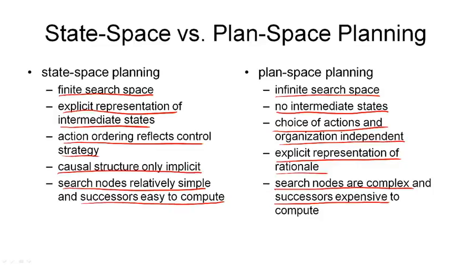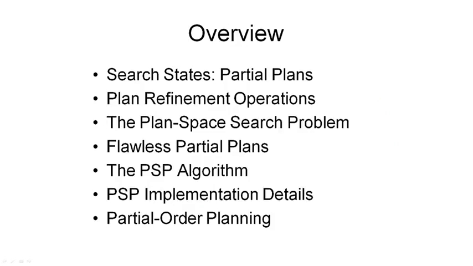Overall, one can say that plan space planning was a big step forward when it was introduced, but nowadays, due to efficient heuristics, state space planning is the more efficient way of searching for solutions. This concludes the segment on plan space search. In this approach, we have introduced a new search space in which search nodes are partial plans and steps in our search space are plan refinement operations.